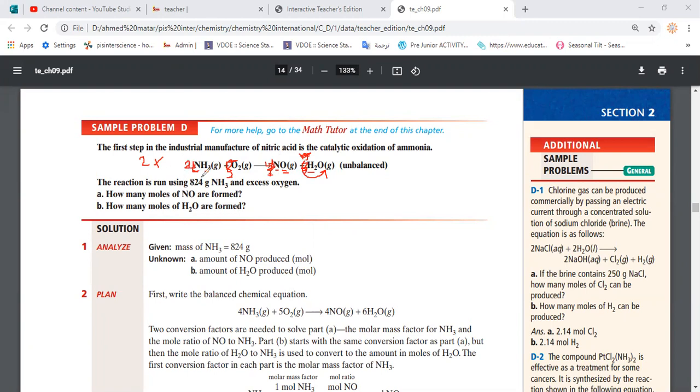Okay, so like this, how many nitrogen do we have? 4. And here how many nitrogen? 4. Okay. And here how many hydrogen do we have? They are 12, 4 multiply 3. Yes. And here how many hydrogen do we have? 12. Okay, so then how many oxygen do we have? 4 multiply 2, they are 8. And here 4 and 4, they are 8. Is it okay?